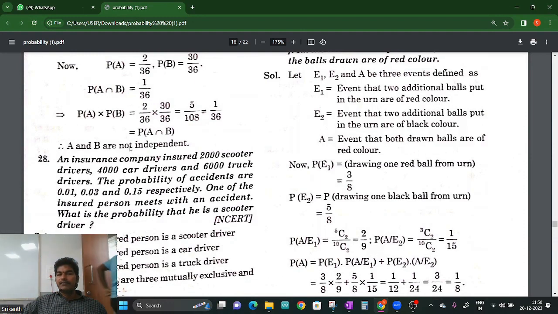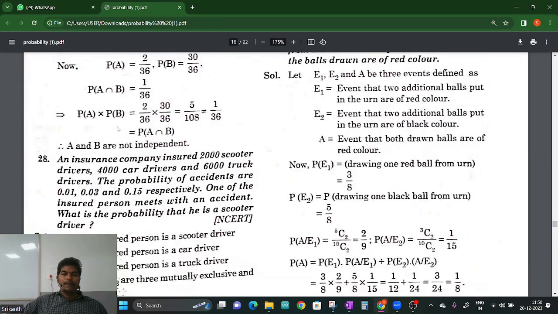He said not independent event. It should be independent. Maybe, 5 by 108, how much is that? It could not be 1 by 36. It is not equal, so it cannot be independent. Yes, correct. Cannot be independent.